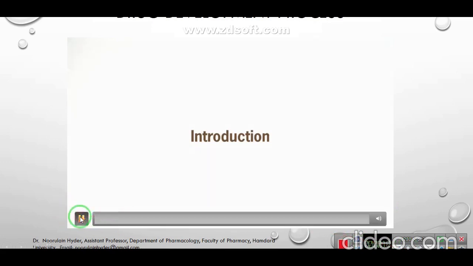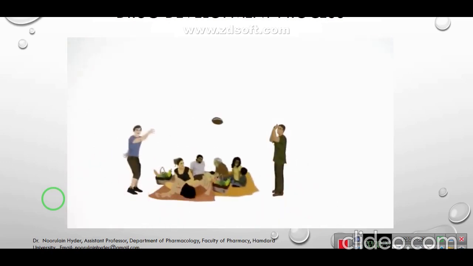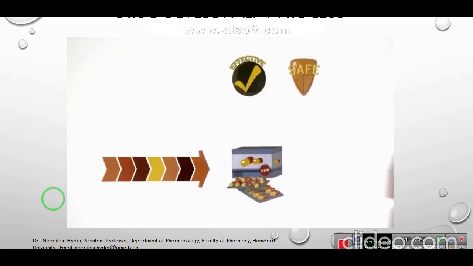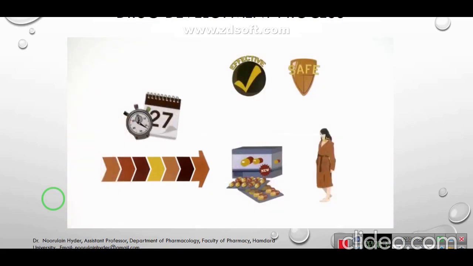In drug research and development, the patient is the main focus. The mission for Novartis is to help the patient overcome a disease and improve their quality of life. The drug development process is designed to ensure that innovative new medicines are effective, safe, and available for patients in the shortest possible time.